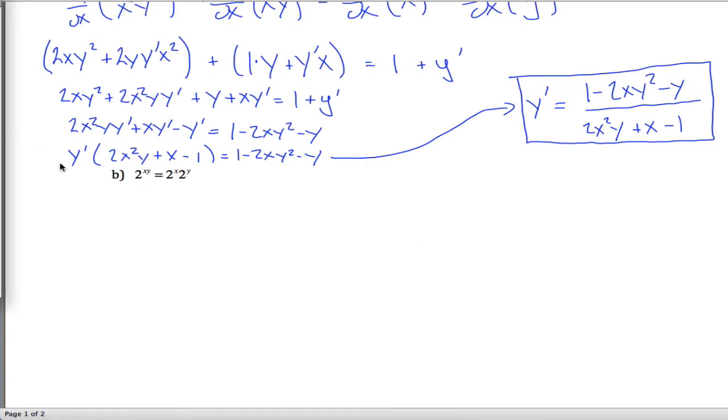A couple options for this guy. Let's see. Option 1 is to just kind of look at this and start taking derivatives. Let's see, the derivative of the left-hand side, gonna have to use some chain rule here. 2 to the xy power. The outside function is 2 to the x. The inside function is x times y.